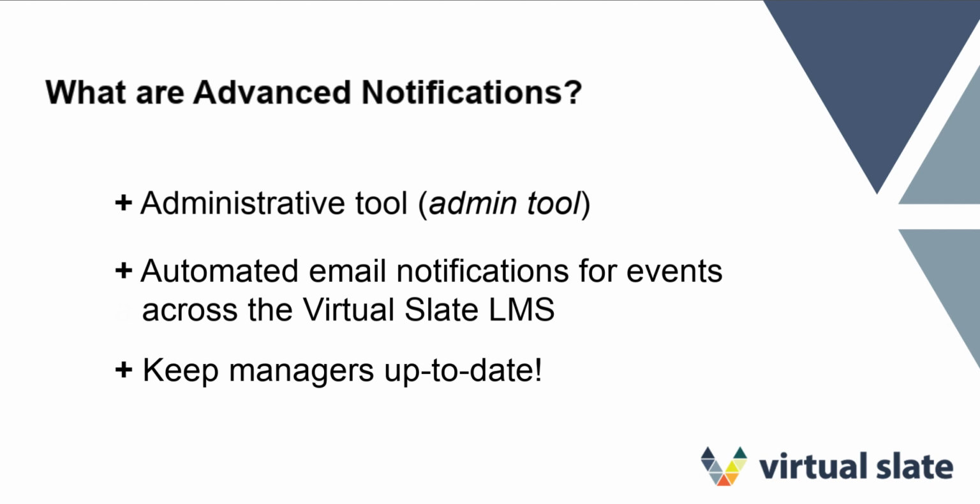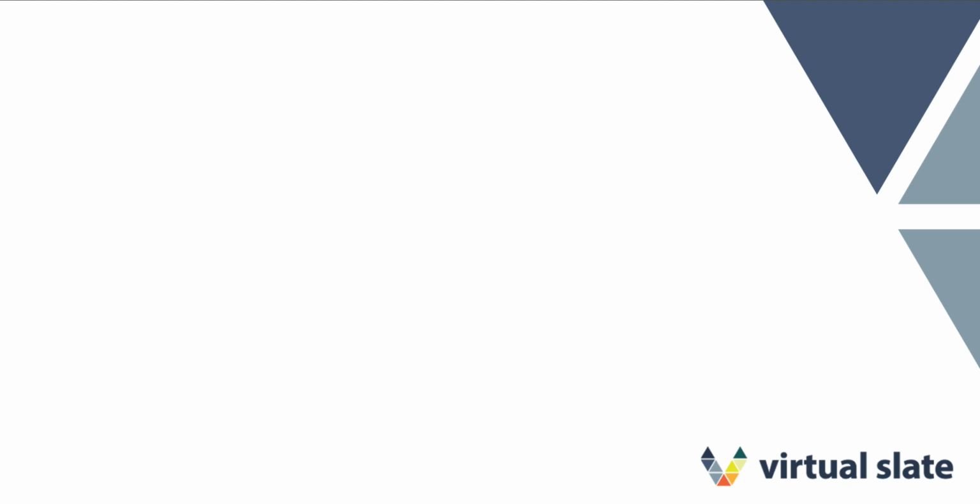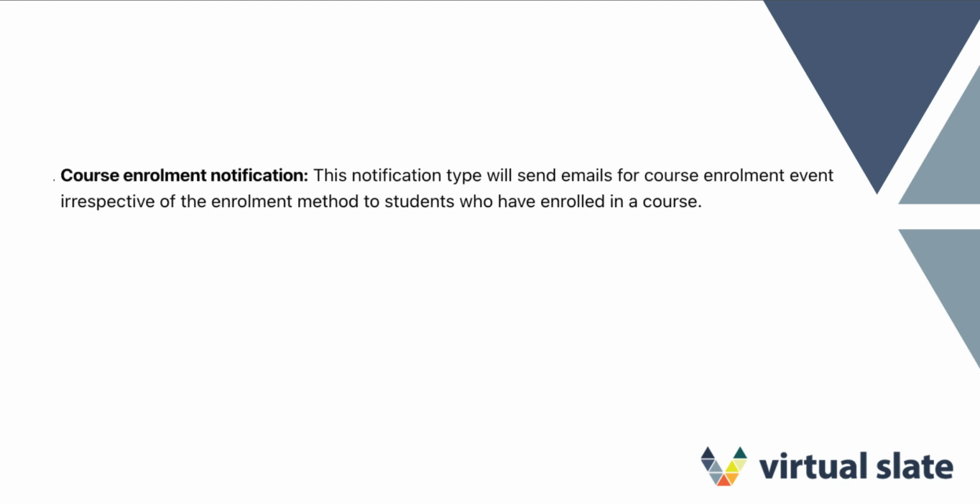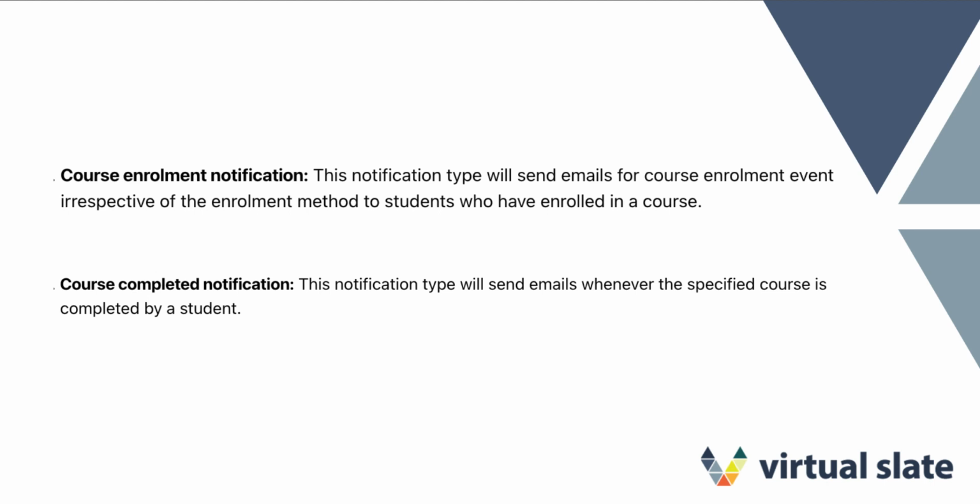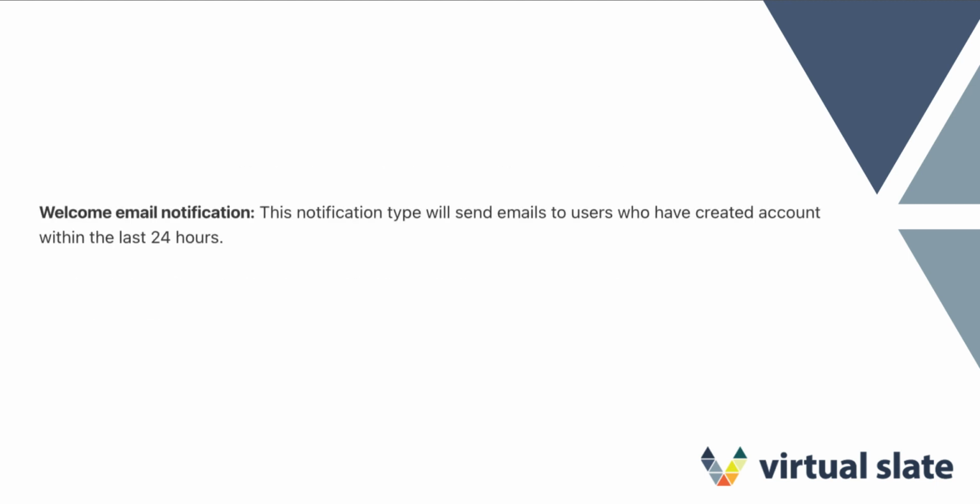Currently, the advanced notifications allow administrators to set up the following notification types. The course enrollment notification, which is sent out to users upon their enrollment into the course, irrespective of their enrollment method. The course completed notification, which is sent out to users who have completed a specific course within your Virtual Slate LMS. The welcome email notification, which is sent out to users who have created an account or had one created for them within the LMS.